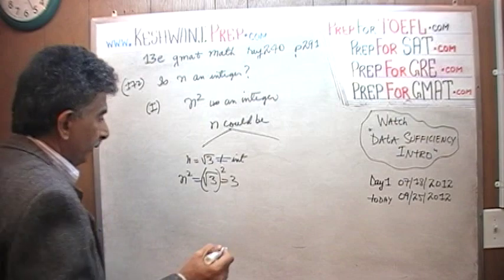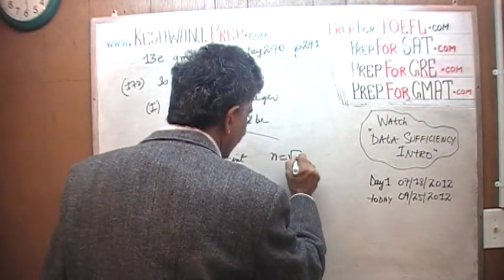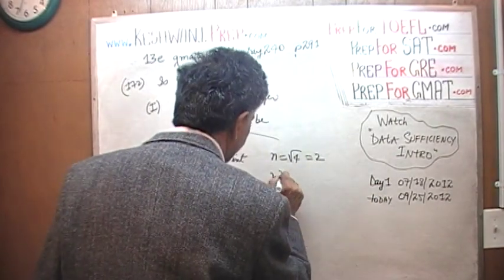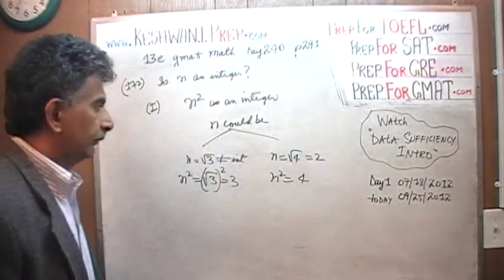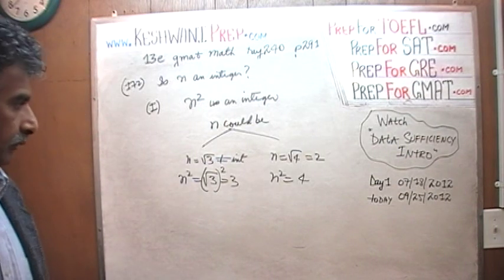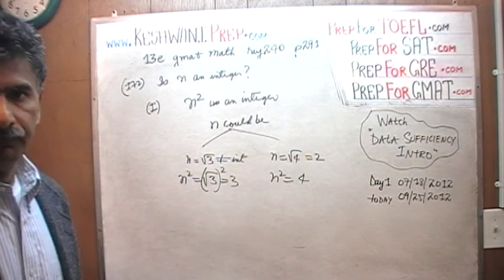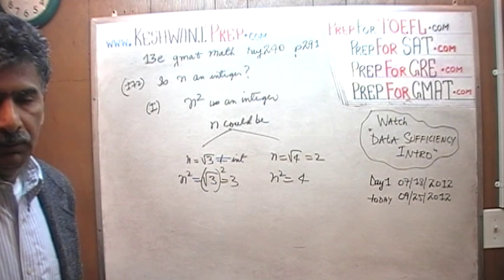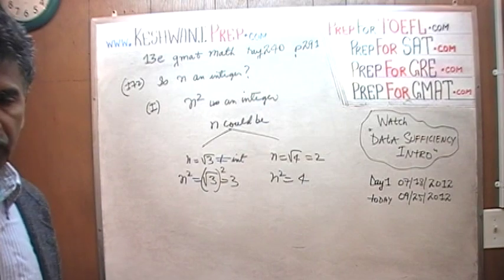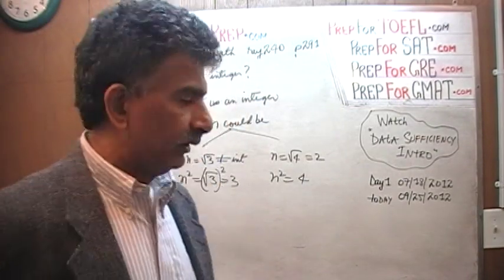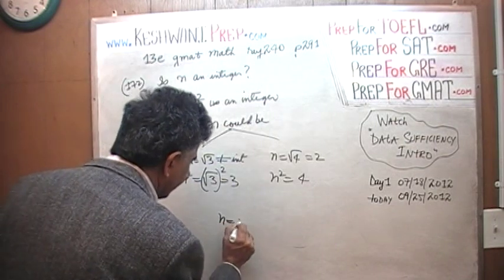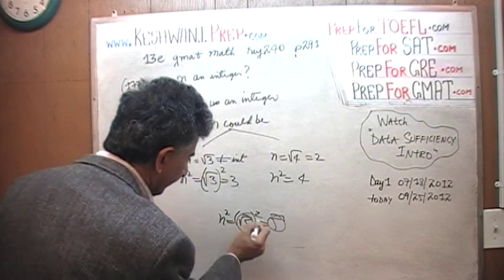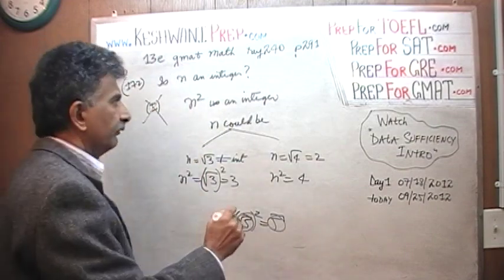Or n could be square root of 4, in which case n is an integer, and so is n squared. We can't really tell here. N could be a perfect square, or n could be not a perfect square. A perfect square would be like a 4 or 9 or 16, something like that. Or n could be a square root of 5. If n is the square root of 5, then n squared is an integer, but n itself is not. The first statement is not enough.